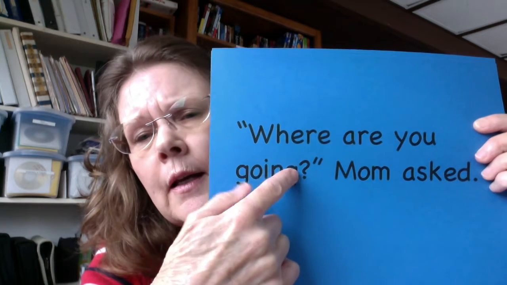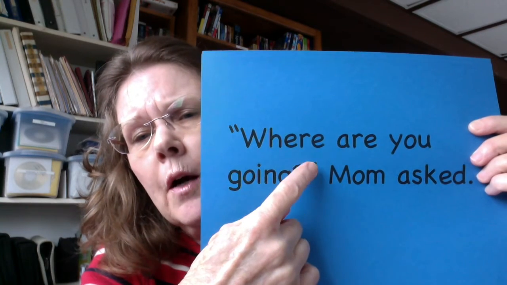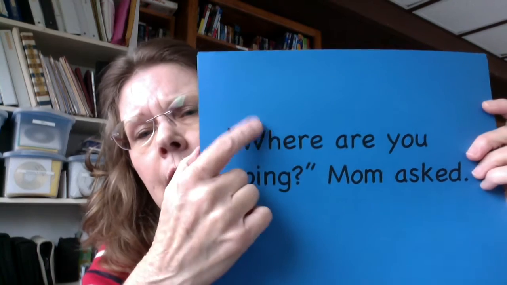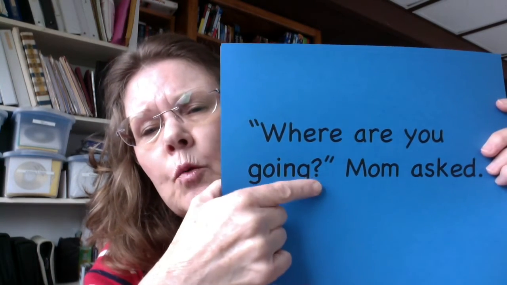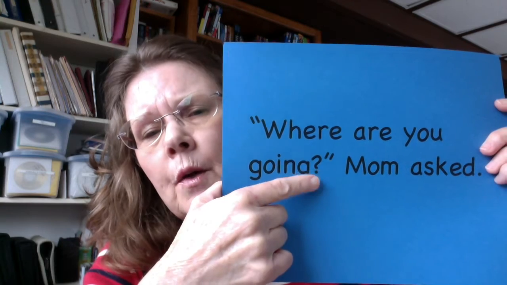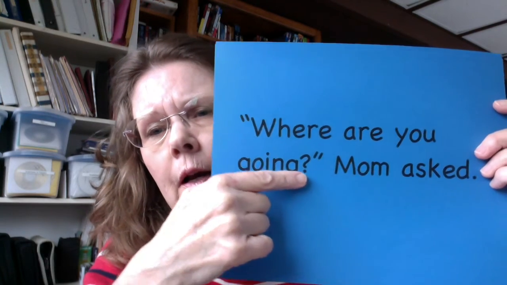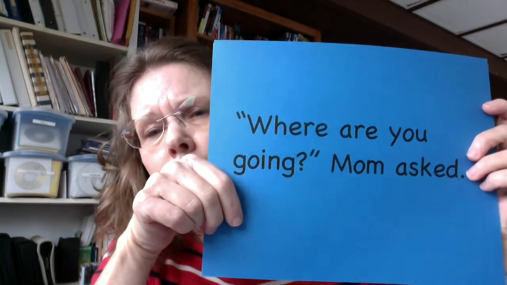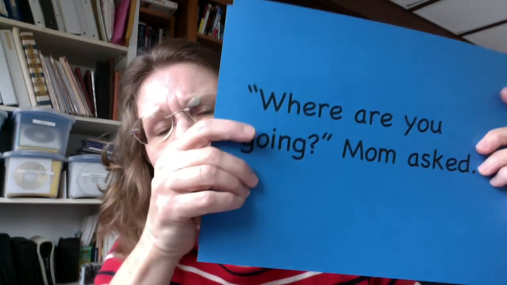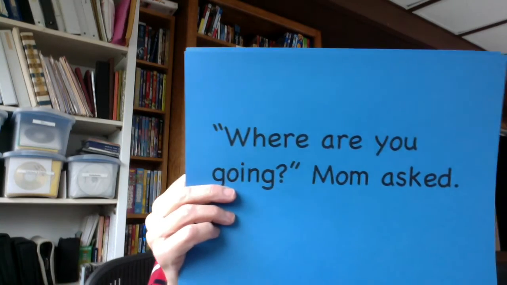And it is in between the quotation marks. Here's one, and here's one. Everything's in between. Okay, so that's where your punctuation goes. All right, then we have Mom asked, and then of course it's the end of a sentence, so you put your period right there. All right, you got that? Next sentence.